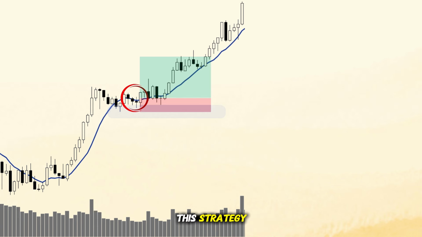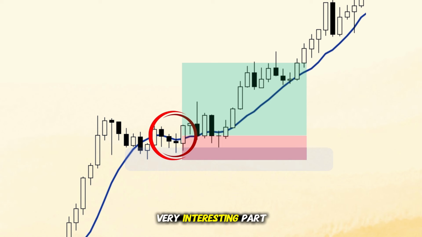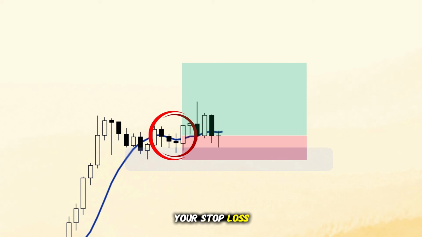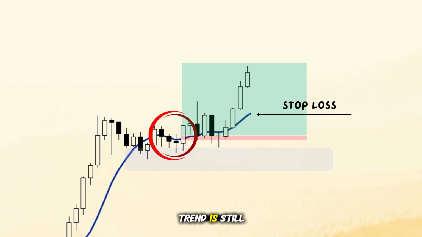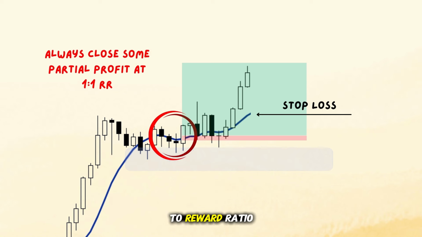Trade management in this strategy is actually a very interesting part. You can trail your stop loss after every single candle that forms above your 9-period moving average. As long as the moving average is pointing upward, it means the trend is still strong. So you can move your stop loss closer, or at break even, you can take your first take profit at a 1-to-1 risk to reward ratio.